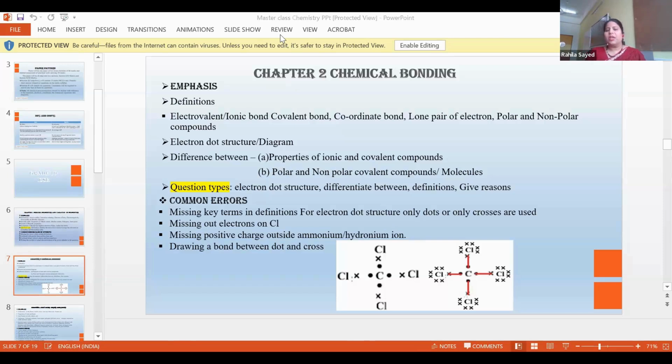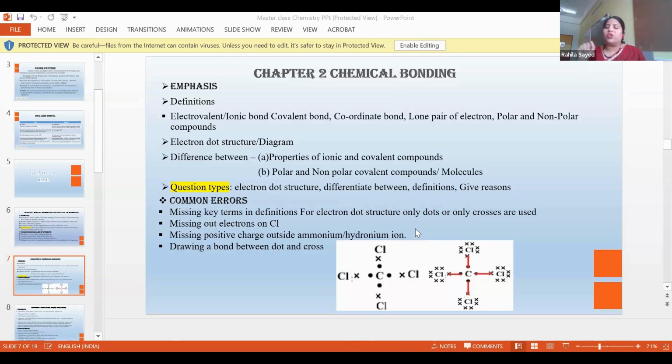The question types: the electron dot structure. It is a definitely asked question, children. 100% they will ask you a question on this. And amongst these, we have the coordinate compounds, that is the structure of hydronium ion and the structure of ammonium ion. Out of these two structures, one is definitely asked, children.